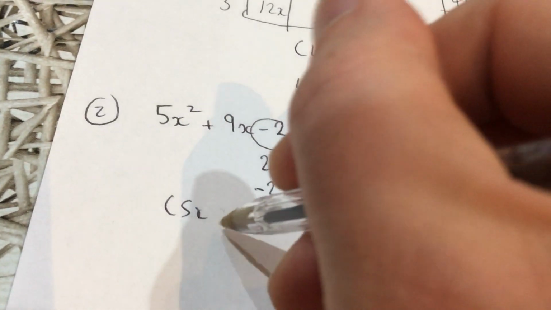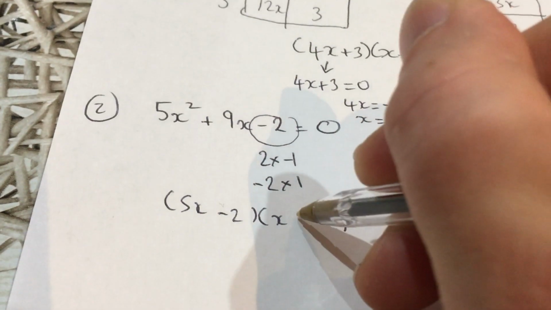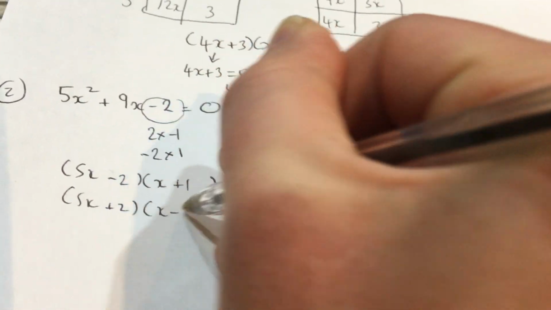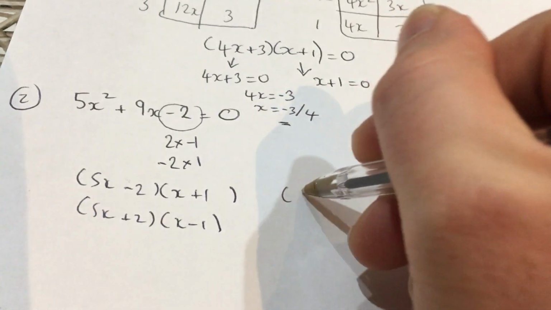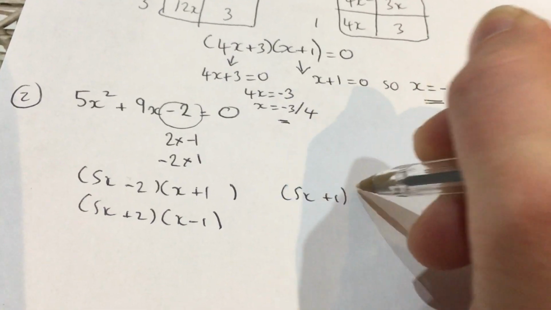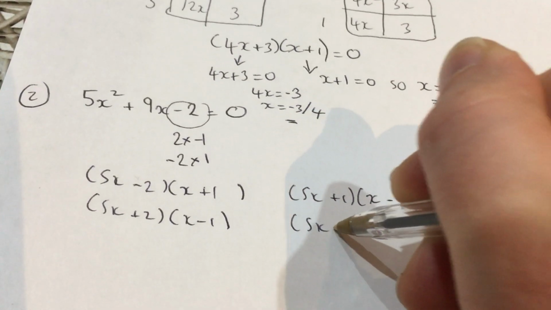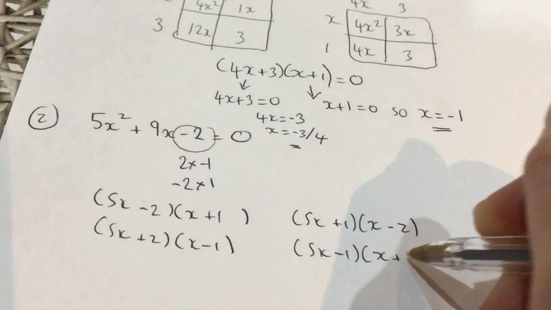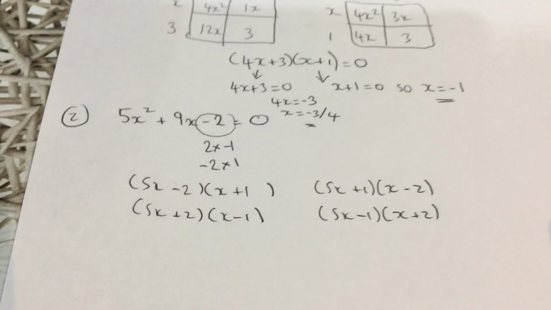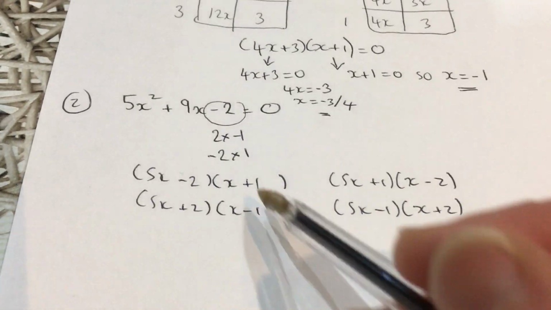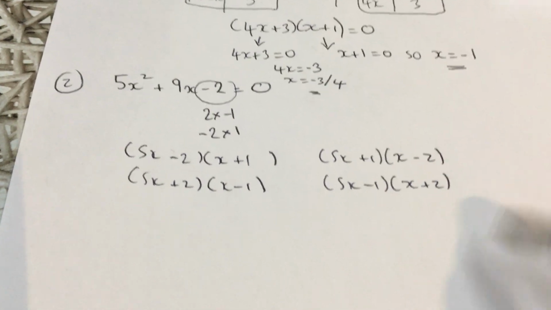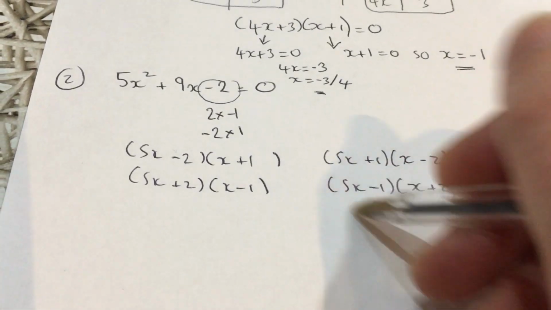So for example, it could be minus 2 and plus 1, or it could be plus 2 and minus 1, or it could be 5x plus 1 and x minus 2, or it could be 5x minus 1 and x plus 2. And all you can do to begin with is expand them all until you get the right answer. Now, it's actually this one here.